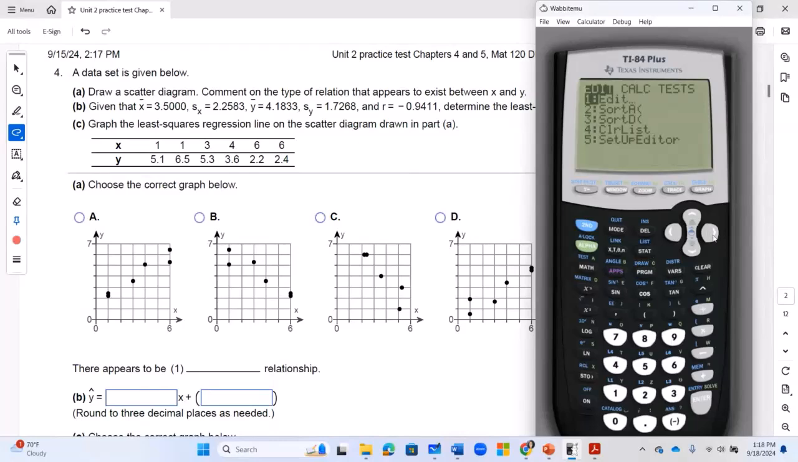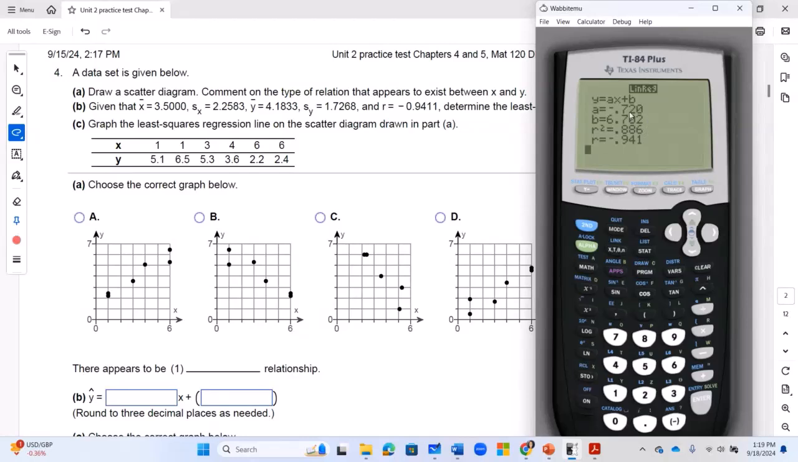So I go to Start, arrow to Calc, number 4, linear regression in number 4. My data is in L1 and L2. I don't have a frequency list. I want to put my equation in Y1. So that is Vars, Y-Vars, function Y1. So I just instructed my calculator to put the regression equation in my Y1. So now let me hit enter.